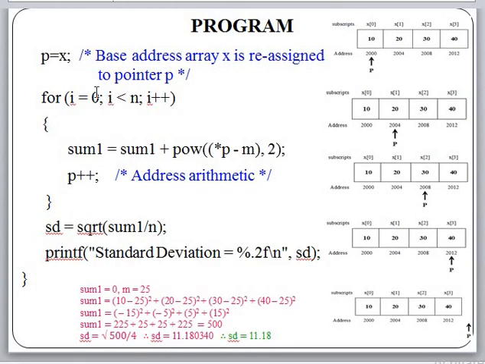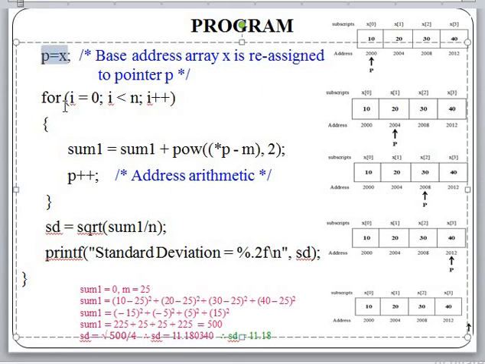Now the next part of this program: again we have to compute the standard deviation. So for standard deviation, again we have to take values from the beginning, 10, 20, 30, 40. In this situation, currently the pointer is somewhere outside. So we have to bring that pointer back to the first element of this array. That's why again we have to say p equal to x.